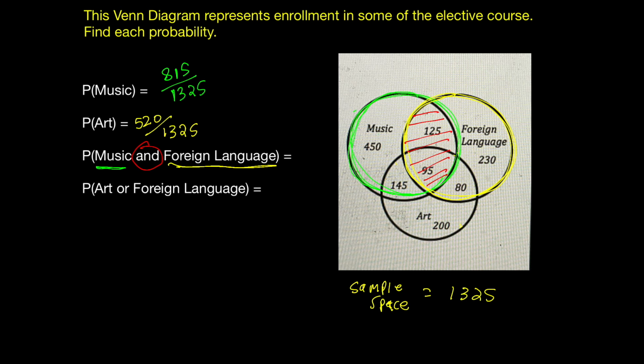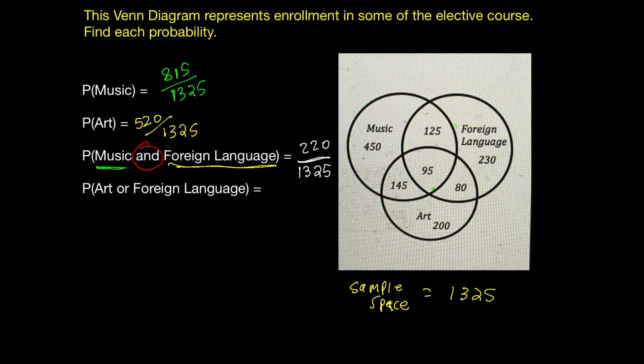Now I'm going to add these two quantities, the 125 with the 95, and that's going to give me 220. So the probability of getting a student that's in music and taking a foreign language class is going to be 220 over the sample space, which is 1,325.